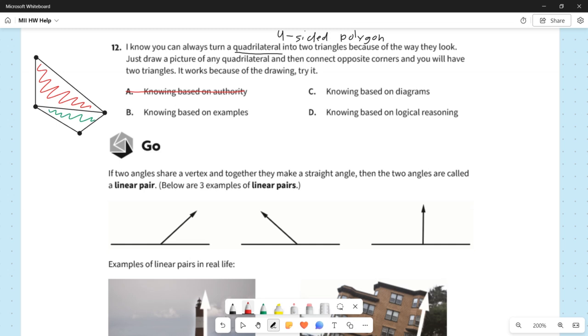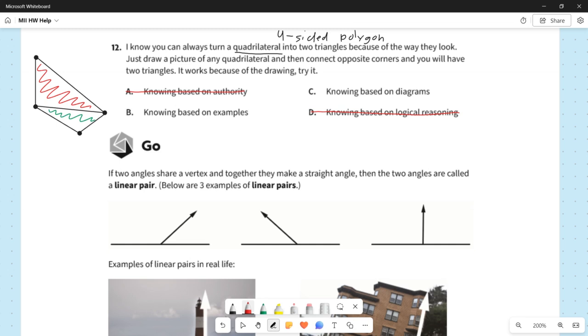Also, let me skip B and C. We also know it's not D because we didn't really logically reason ourselves into this result, right? We can see the result, but we didn't really think it through. We just sort of did it, and then we sort of noticed what happened. So there wasn't really a lot of logical reasoning happening here. So we've narrowed it down to B or C, either examples or diagrams.